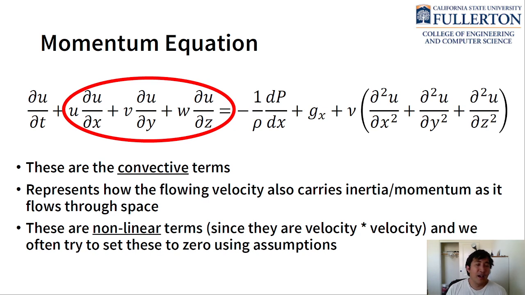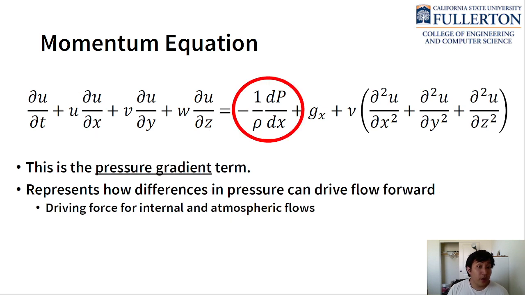But in actuality, these terms are very difficult to deal with, and in fact, we call these nonlinear terms because they're basically the product of a velocity times a velocity. When we're trying to solve the Navier-Stokes equations by hand, usually we're doing everything that we can in terms of assumptions to get rid of these terms because these are not easy terms to solve.